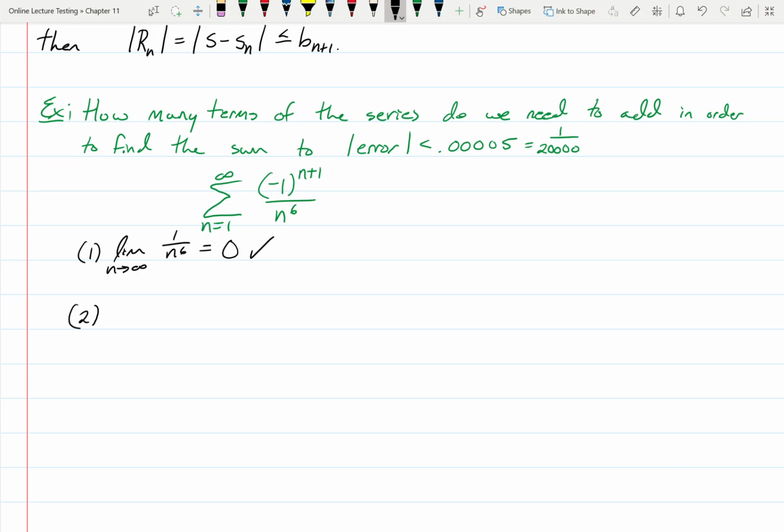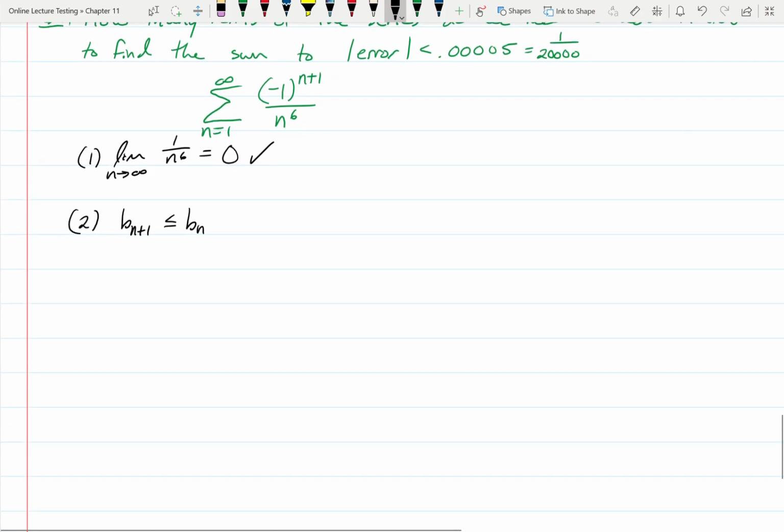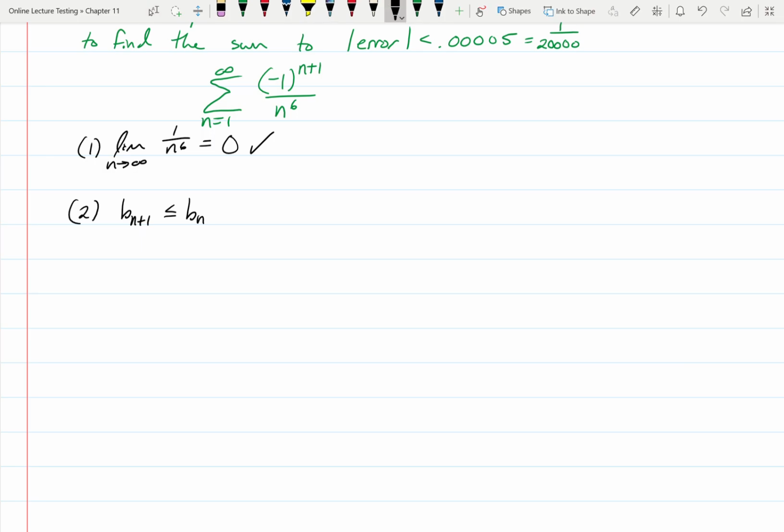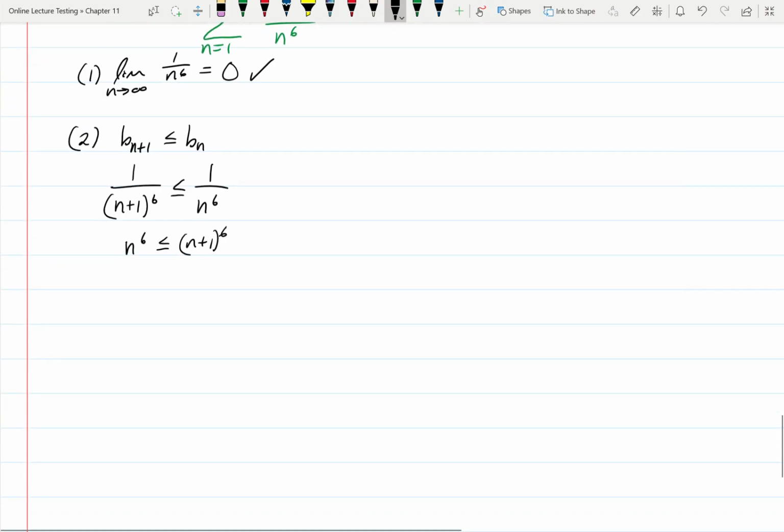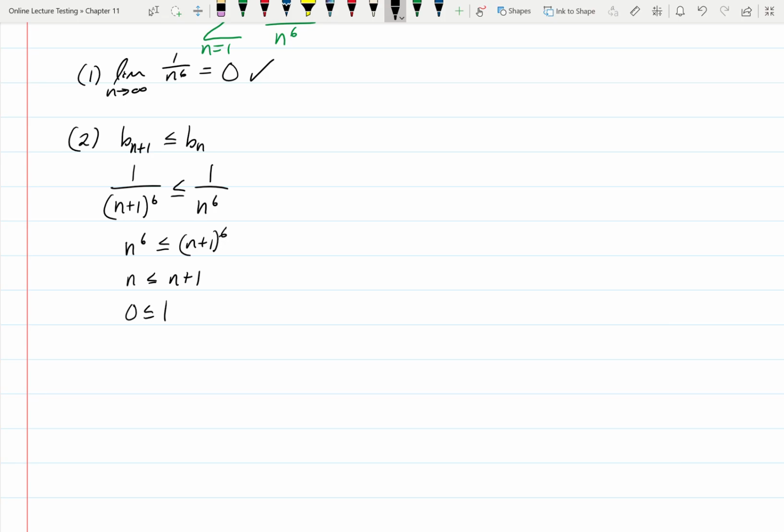Condition number 2 is b sub n plus 1 less than or equal to b sub n. Okay, so we need to find out, does this decrease? So 1 over n plus 1 to the 6th, is that less than or equal to 1 over n to the 6th? All right, well, cross multiply, we get n to the 6th is less than or equal to n plus 1 to the 6th power. Okay, so there's a couple ways that we could do this. I could take the 6th root of this, and then I would get n is less than or equal to n plus 1, 0 is less than or equal to 1. So yes, it does satisfy that.